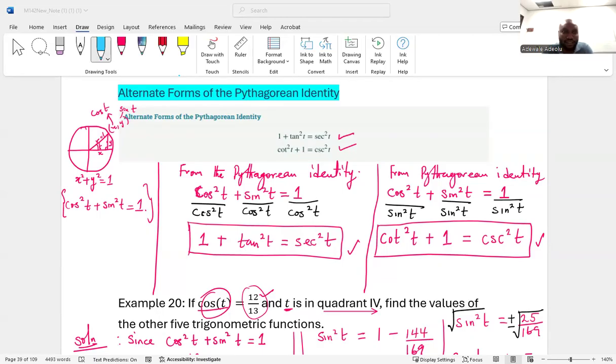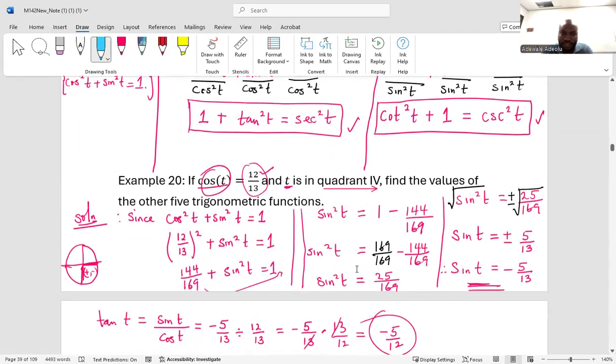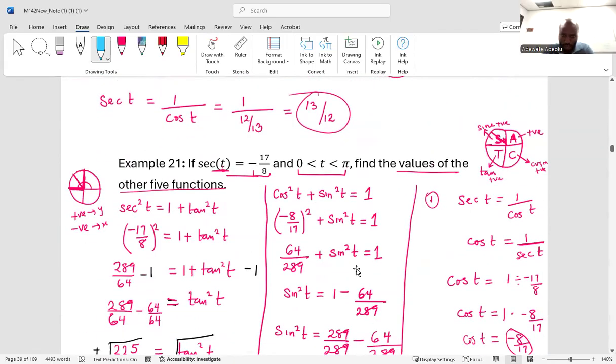Last time we were looking at alternate forms of the Pythagorean identity, and I walked us through how to derive this Pythagorean identity through our usual friend, sine squared of angle plus cosine squared of angle, let's say t, equals 1. So I walked us through how to derive these two other Pythagorean identities, and we used them to solve some basic problems.